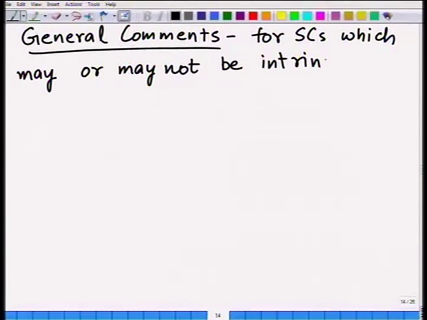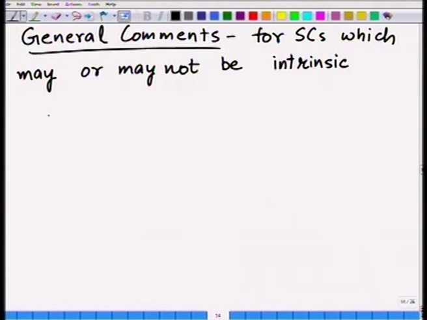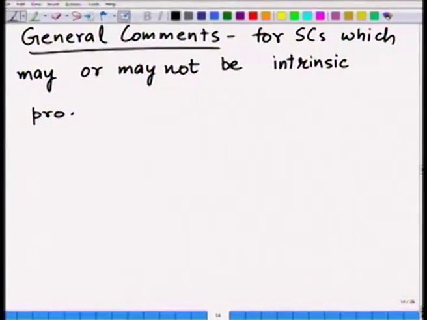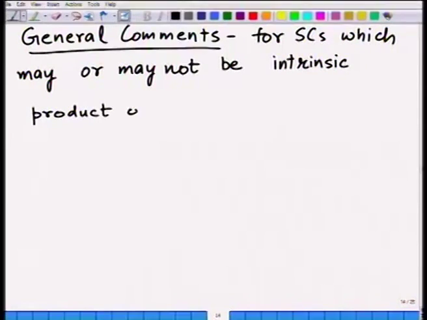They may be intrinsic, they may not be intrinsic. Okay. First comment I would like to make is about this product of n and p. Remember, I am not assuming that it is necessarily intrinsic now. So, it may be intrinsic or may not be intrinsic. The product n and p is what I want to know.